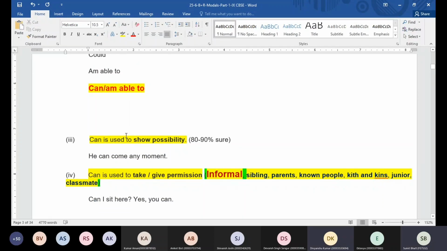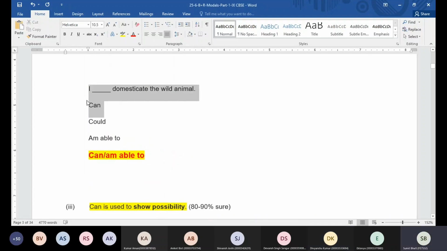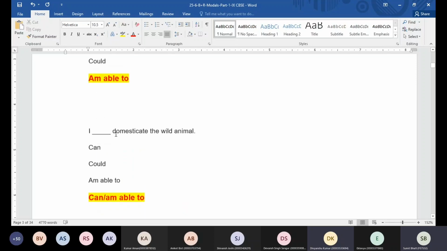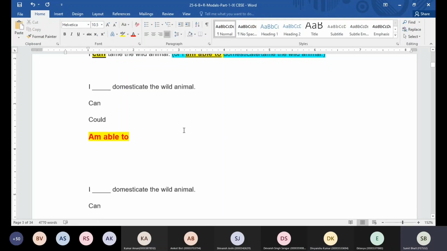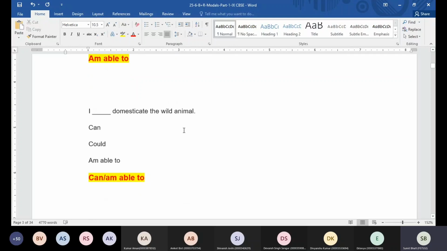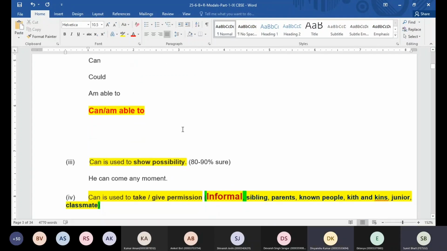Can is also used to... If we choose can, we will get our answer wrong, because we always have to go for the proper answer. The proper answer is given using a helping verb and main verb. If you don't have that, then only you have to choose the modal verb, because a modal can have different meanings.